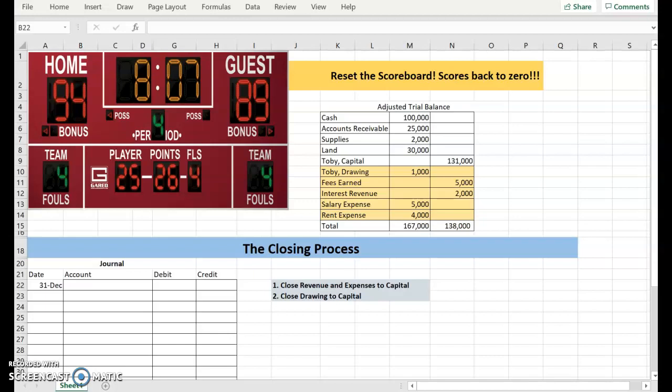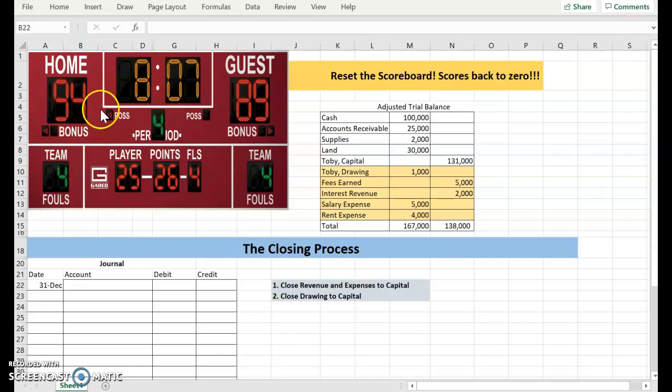In the first video, I showed the closing process when we have net income. In this video, I will show the closing process for when there is a net loss. So, the closing process is when you get your account balances to zero, so we can start the period over.